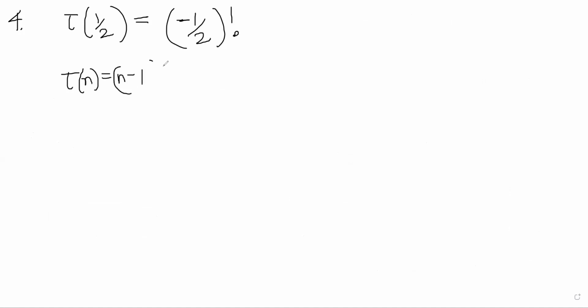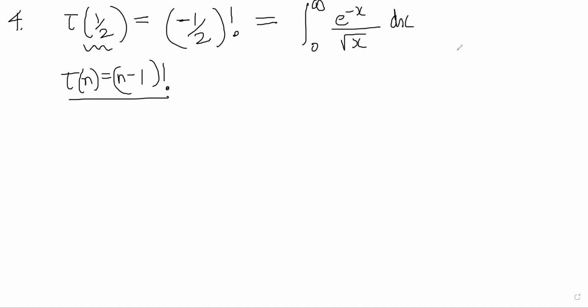We say gamma of half is equal to minus half factorial. Here we use the fact that gamma of n is equal to n minus 1 factorial. And we are saying minus half factorial is equal to the integral from 0 to infinity of e^(-x) by root x dx, right?